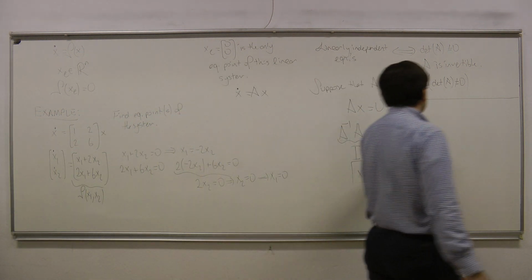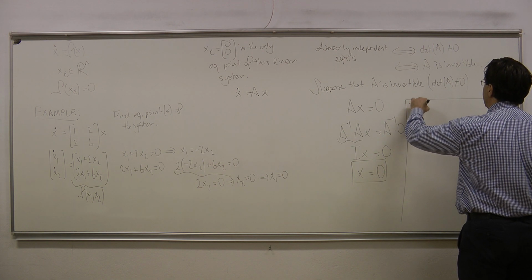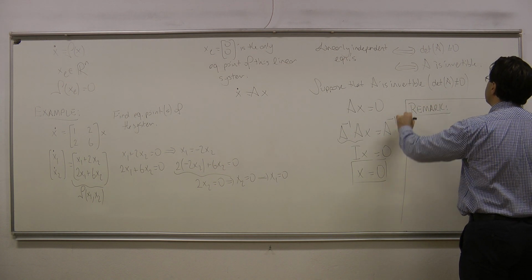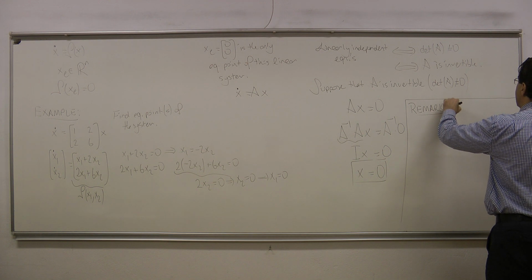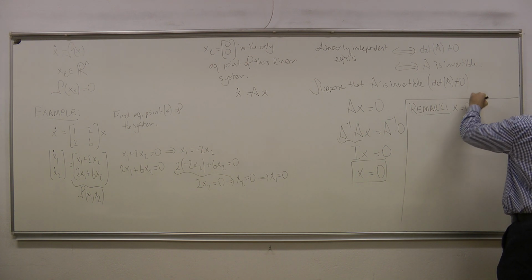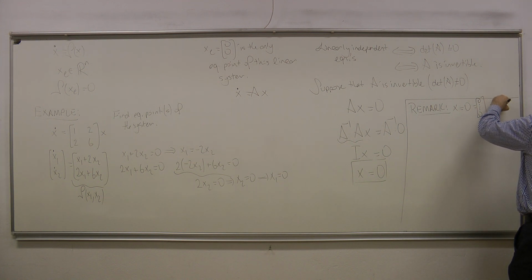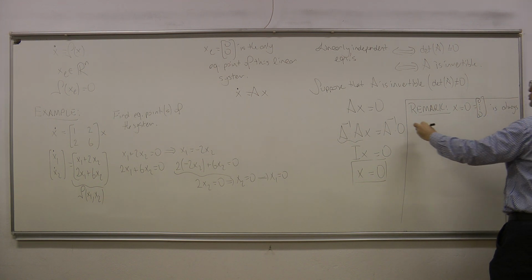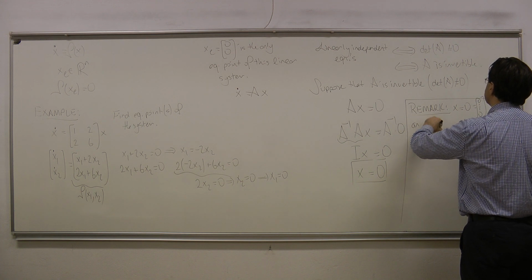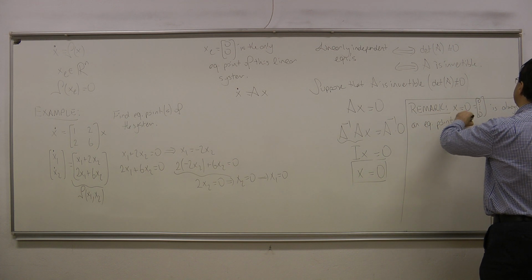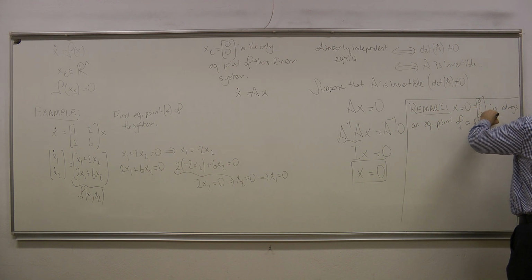So now let us try to write our findings. The first remark that I can make is that x equals 0, which means the 0 vector, is always an equilibrium point of a linear autonomous system.